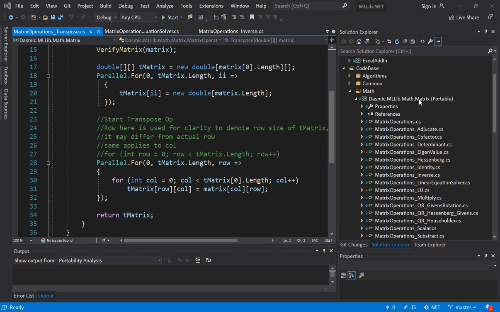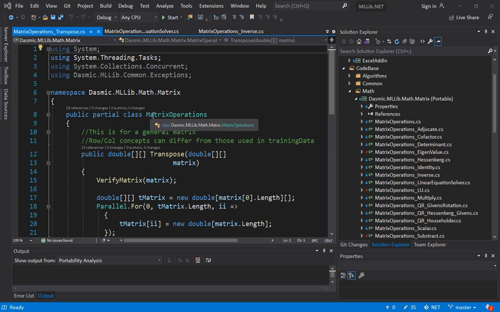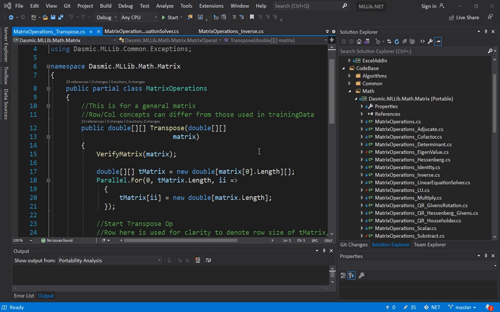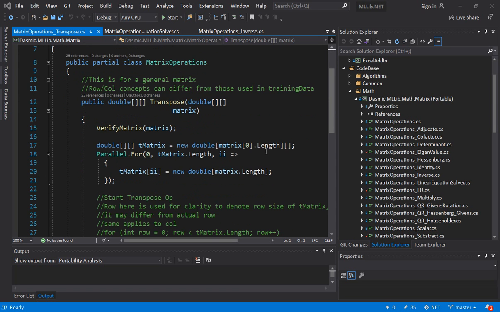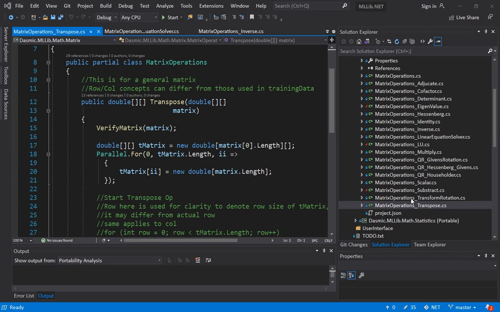Again, I had mentioned each of these libraries are independent DLLs and you can use them in your project outside the machine learning library, and all you have to do is include the exceptions library. Also, I had mentioned the entire matrix operations are split into different files, but they are part of the same class, and we are using the partial class construct in C# to make that happen. So let's continue looking at some other functions that we have implemented.